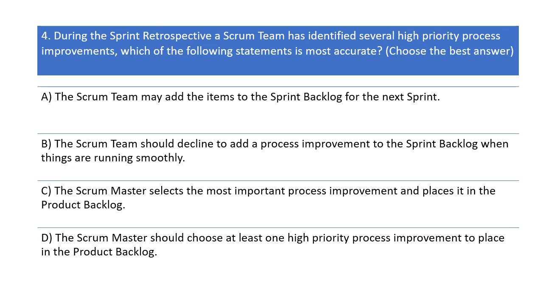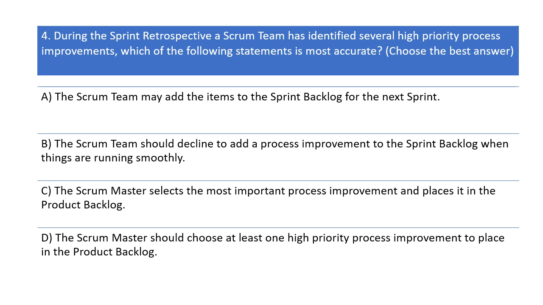Option B. The Scrum team should decline to add a process improvement to the sprint backlog when things are running smoothly. Option C. The Scrum Master selects the most important process improvement and places it in the product backlog. Option D. The Scrum Master should choose at least one high-priority process improvement to place in the product backlog.